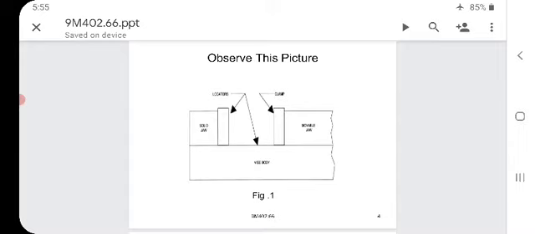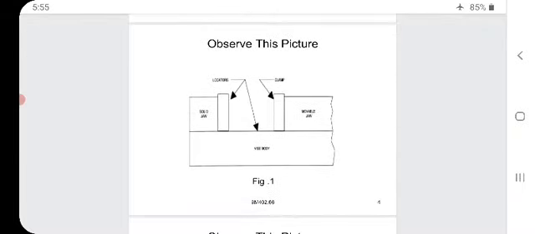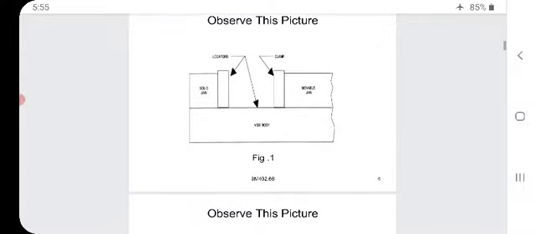In the last class we discussed the press tools, the jigs and the fixtures. In continuation of that, we are going to see the locators. Observe this picture.